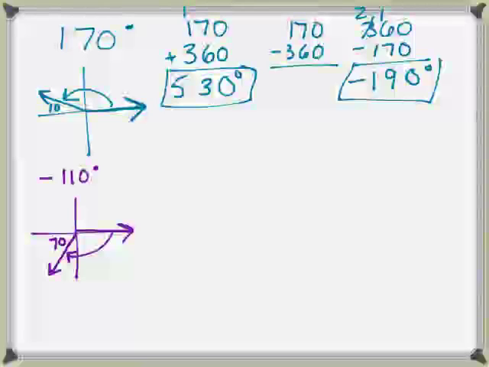Now, coterminal angles. If I add 360 to this, 360 plus a negative 110 is really subtracting. So that would be 250.